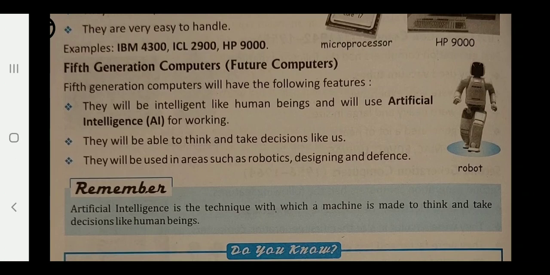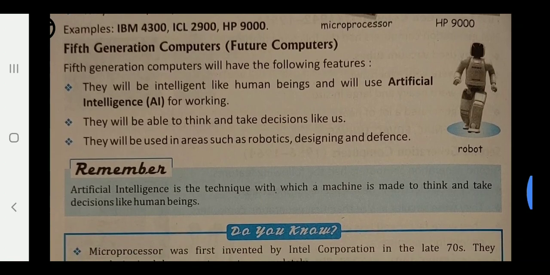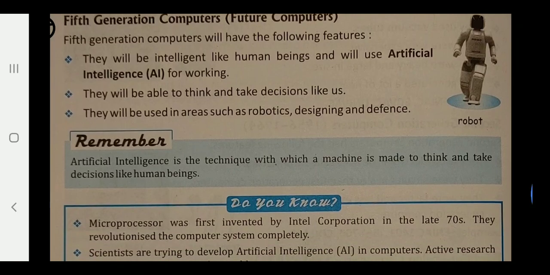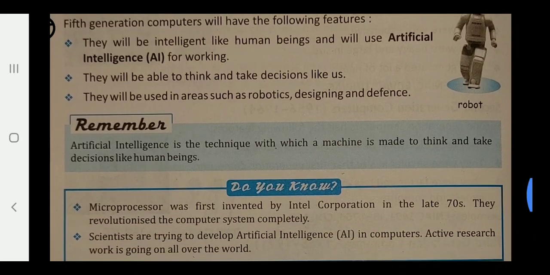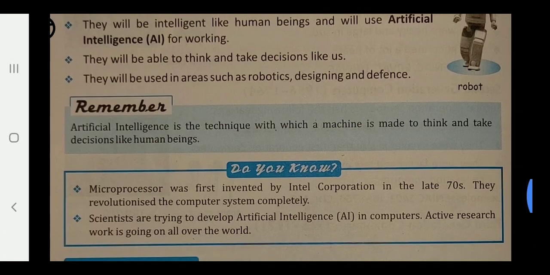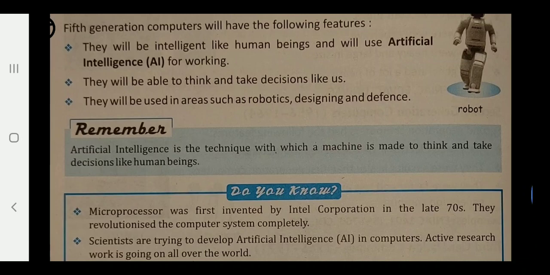It means they are using their features to take decisions. They will be used in areas such as robotics, designing and defense. Now we see many types of robots working in our generation. That type of device can be termed a fifth generation computer, because artificial intelligence is a technique with which a machine is made to think and take decisions like human beings.